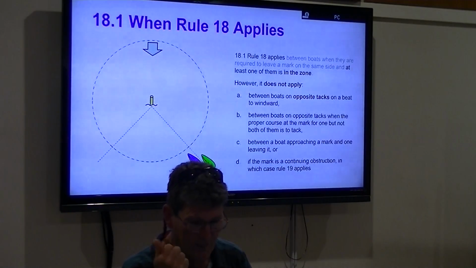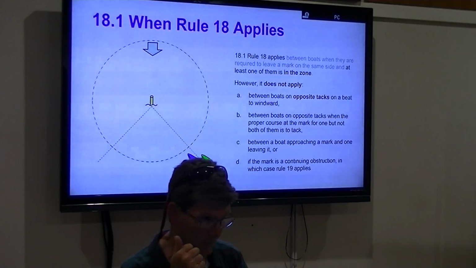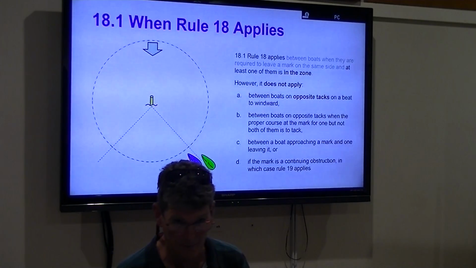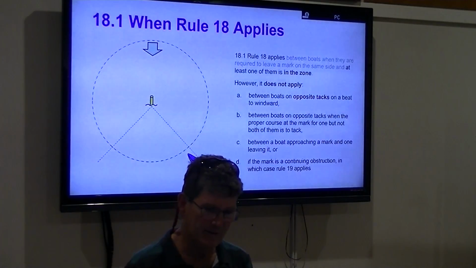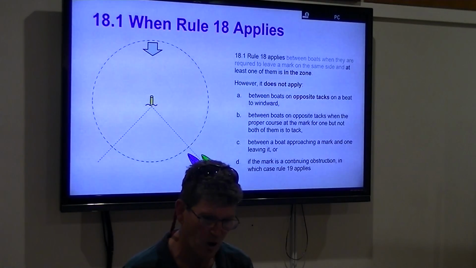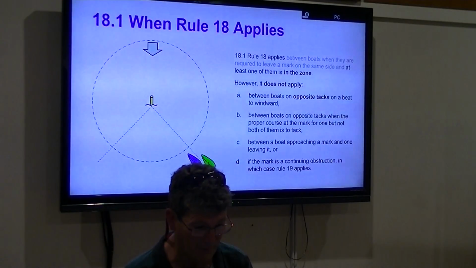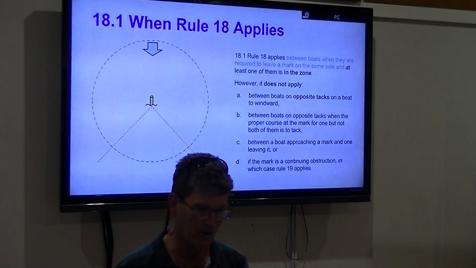Between boats on opposite tacks on a beat to windward. So if you're working close-hauled to windward and you're on opposite tacks, it doesn't apply. There's a slight variation between boats on opposite tacks when the proper course at the mark for one but not both of them is to tack.